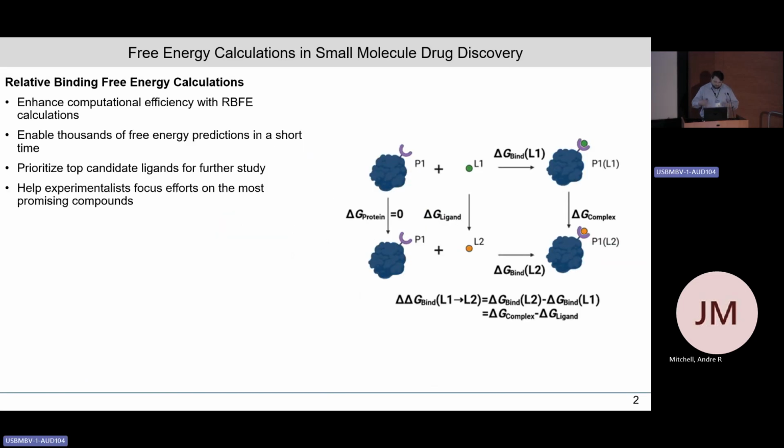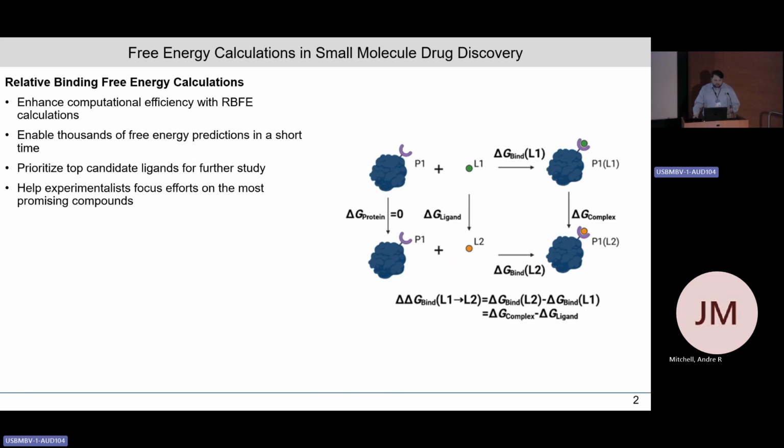in free energy calculations and small molecule drug discovery. There are multiple options when you're doing free energy calculations. Obviously, you have your absolute binding free energy and also relative binding free energy calculations. Typically, absolute binding free energy calculations are more computationally expensive and slower to converge, but there have been a lot of developments in that space, and that's very exciting.